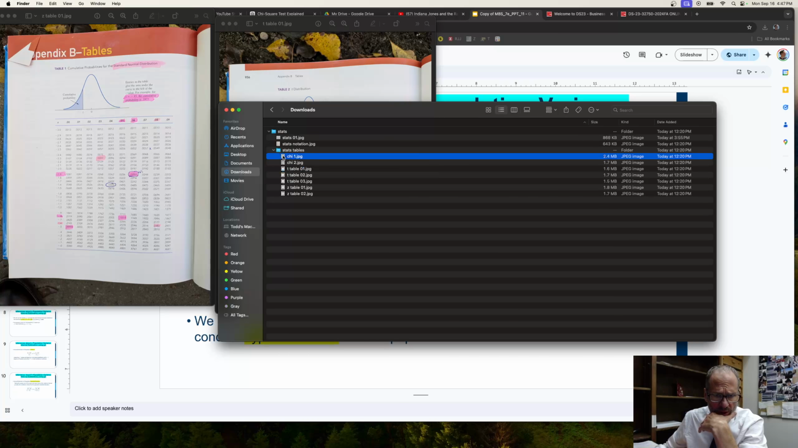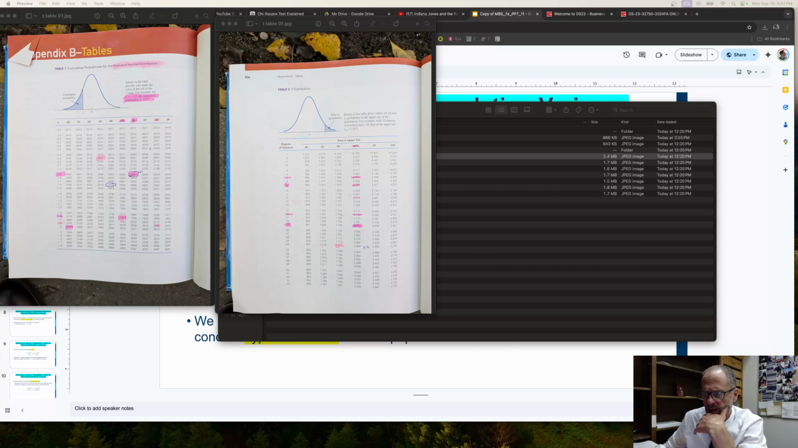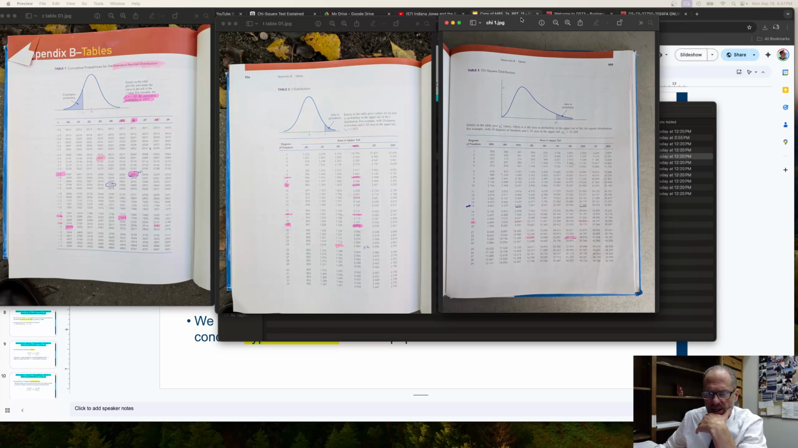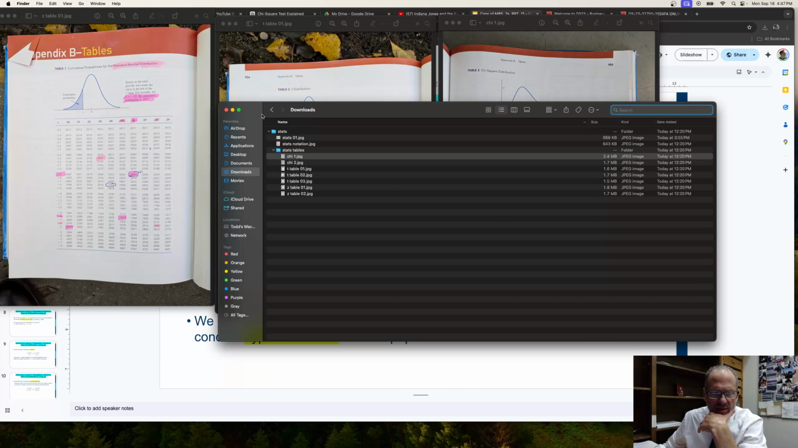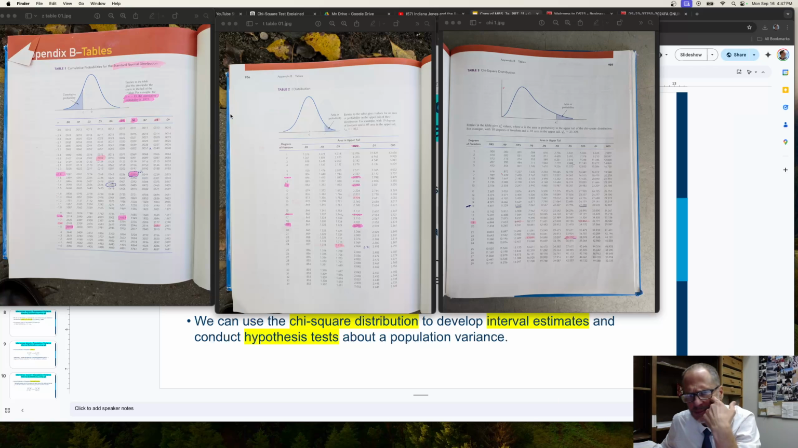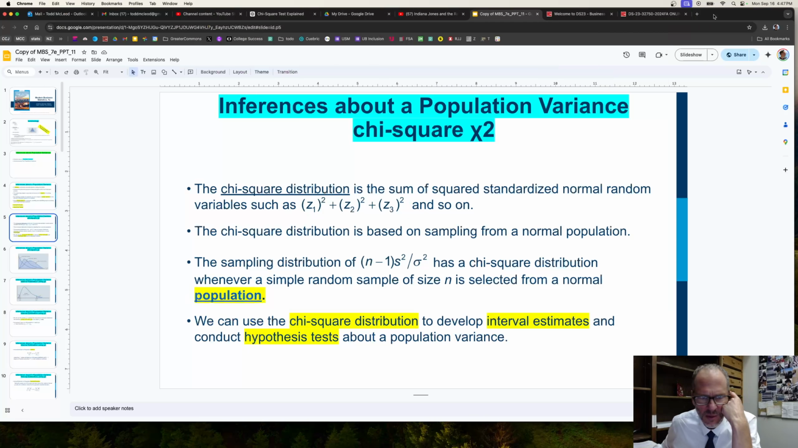And then we're also going to have chi-square, right? We're going to have chi right here. And so here's that one, which is right there. And it's the chi-square distribution, the T distribution, and the standard normal distribution, the Z table. And so we'll be working with each of those, and I'll just leave those up so we can come back to them when we're working with them.